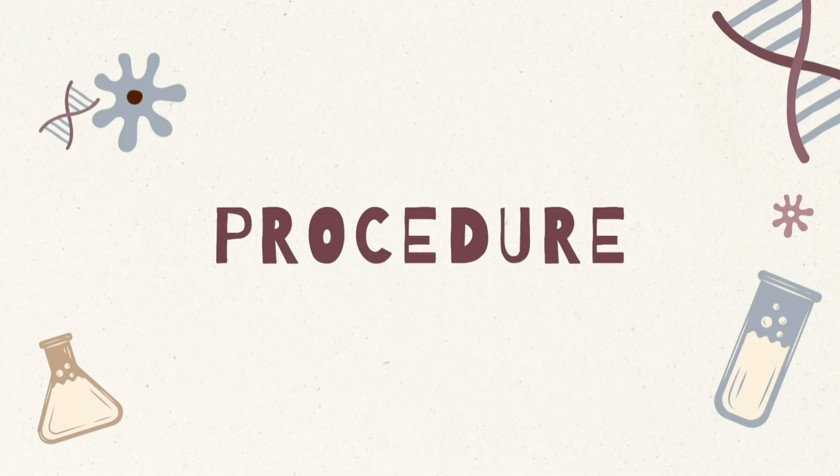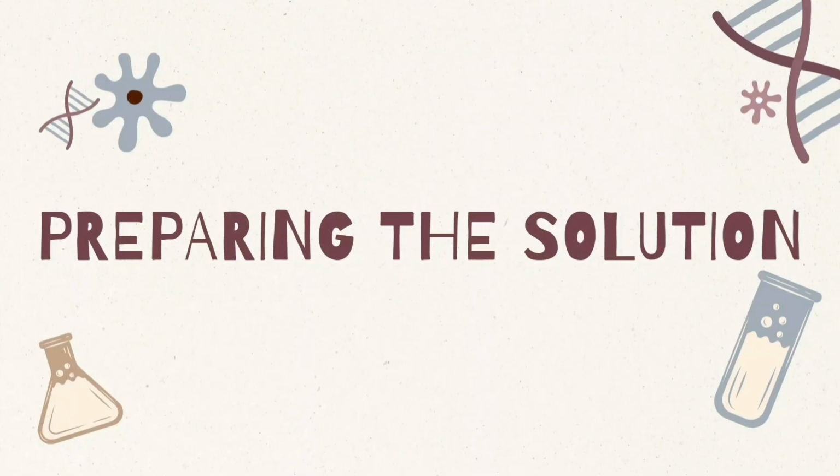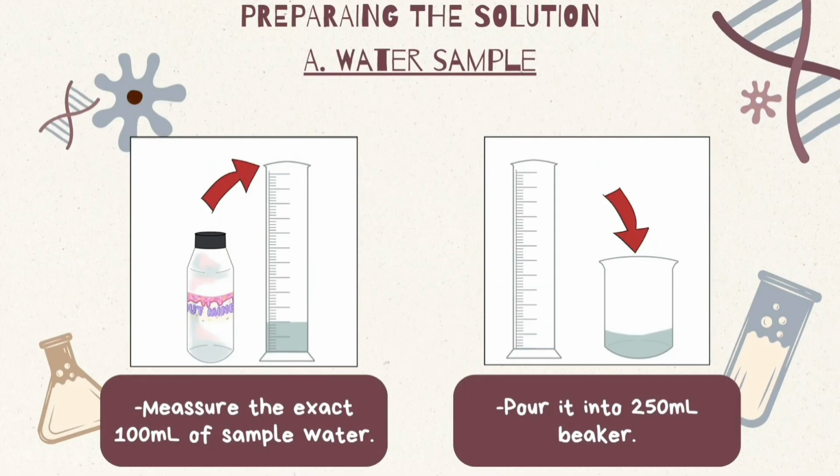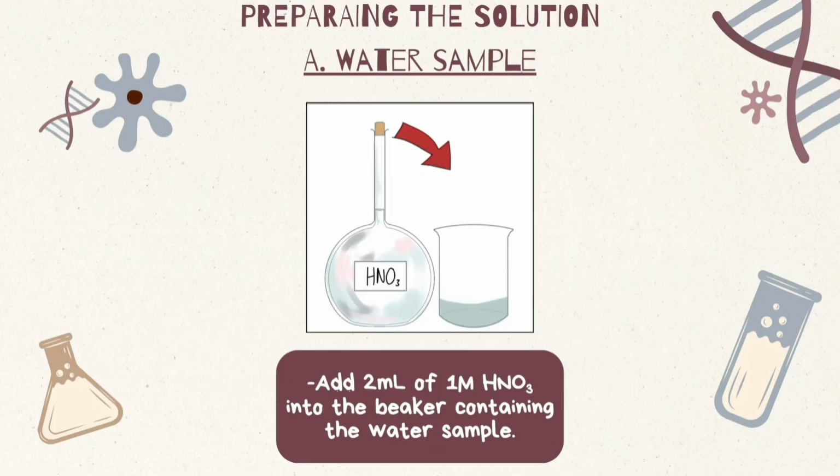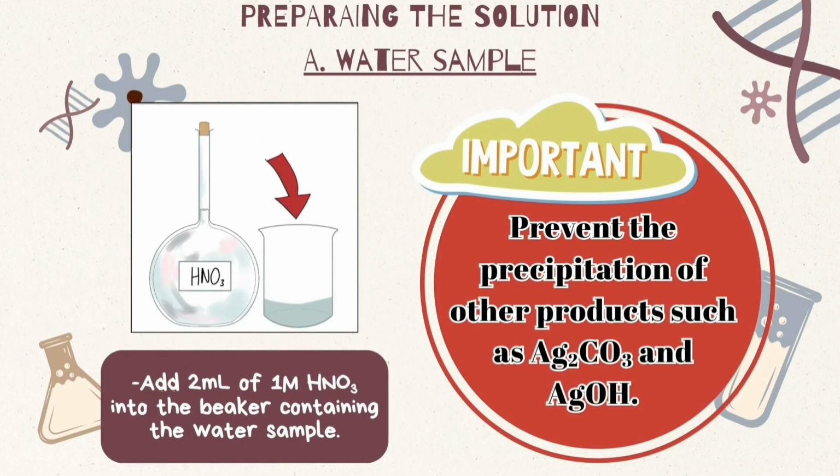Now, let's look at the procedure. Preparing the solution of water sample. First of all, measure exactly 100 ml of the sample water and pour it into a 250 ml beaker. Then, add 2 ml of nitric acid into the beaker containing the water sample. It is important to prevent the precipitation of other products such as silver carbonate and silver hydroxide.